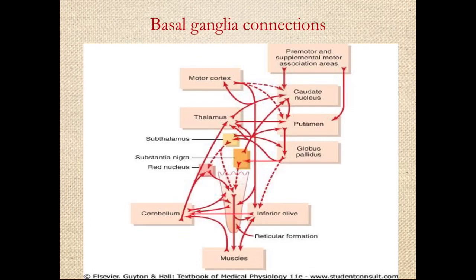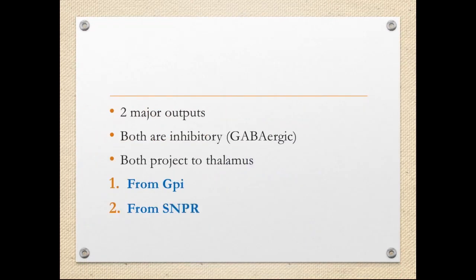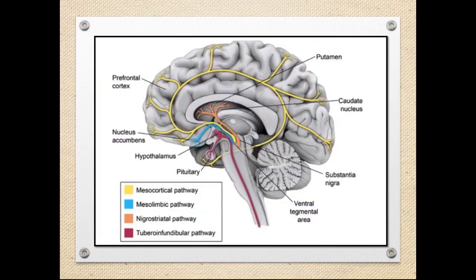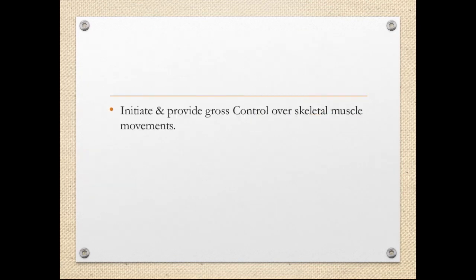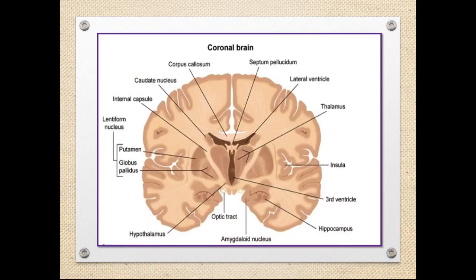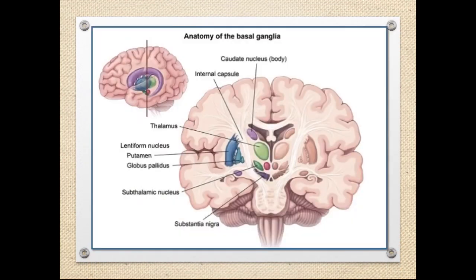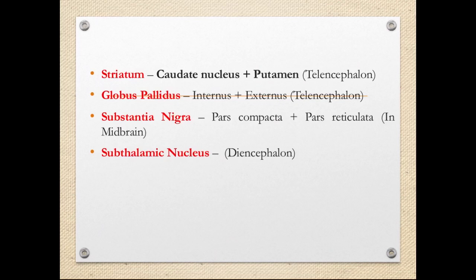Okay, let us start with the structure. There are 5 nuclei. The names of these nuclei start with caudate nucleus, that is one. The second one is putamen. Third one is globus pallidus. Fourth one is substantia nigra, and fifth one is subthalamic nucleus.